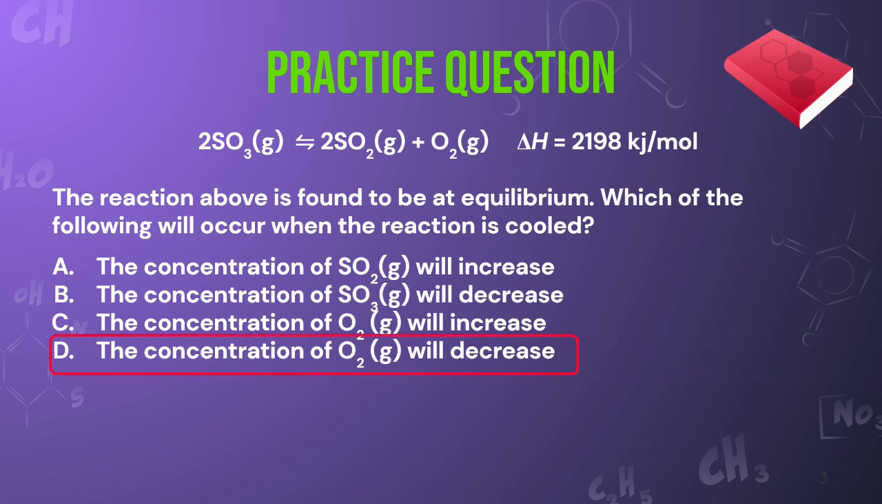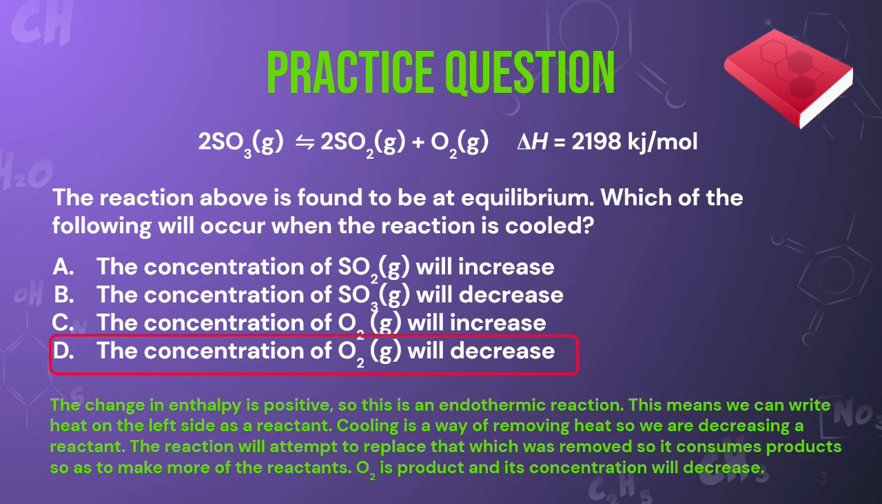The answer is D. When the reaction is cooled, the concentration of O2 will decrease. This is because the change in enthalpy is positive and we have an endothermic reaction. So we would write the word heat on the left side as if it's a reactant. Cooling is a way of removing heat, so we would be decreasing a reactant. The reaction will attempt to replace that which was removed, so it consumes products so as to make more of the reactants. O2 is a product, and therefore its concentration will decrease.